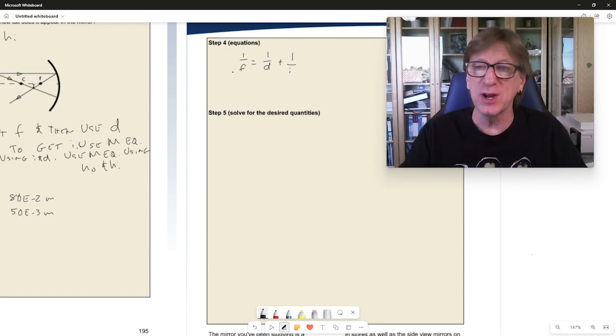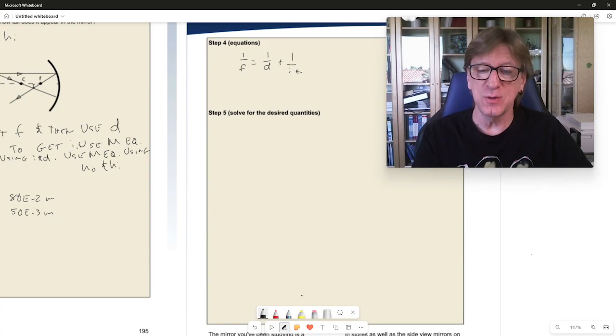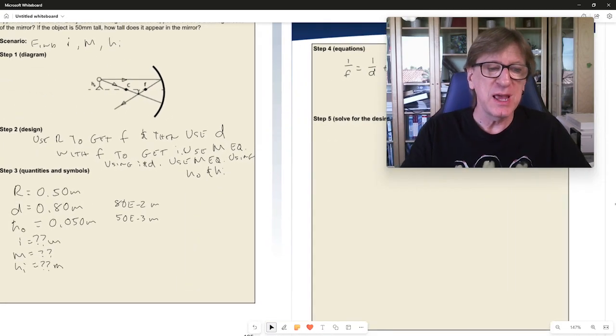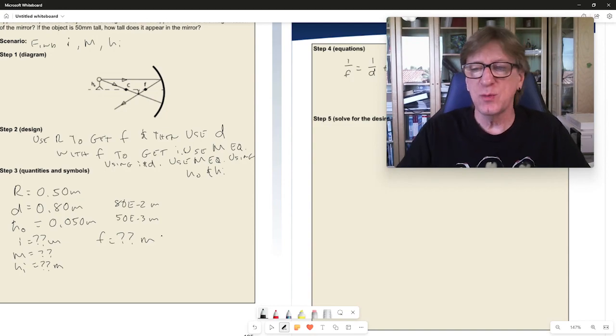So if you thought ahead and you're like, oh yeah, of course I need the focus for that, great. But if not, writing this equation saying, okay, I want I, I is my goal, and this is an equation that will give me I, then the problem's telling you, okay, I have D, so all I need to do is get F. So we're going to add F to our symbol list here. F is the focal length, and we don't know what that is. So now we know we need to have 4 equations to make this work.